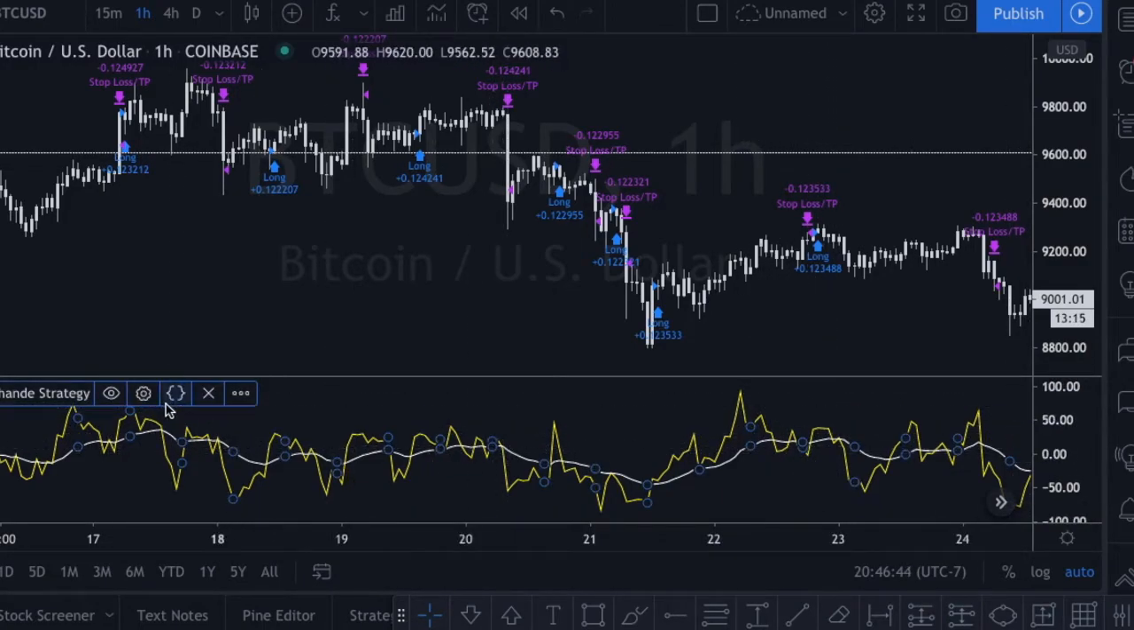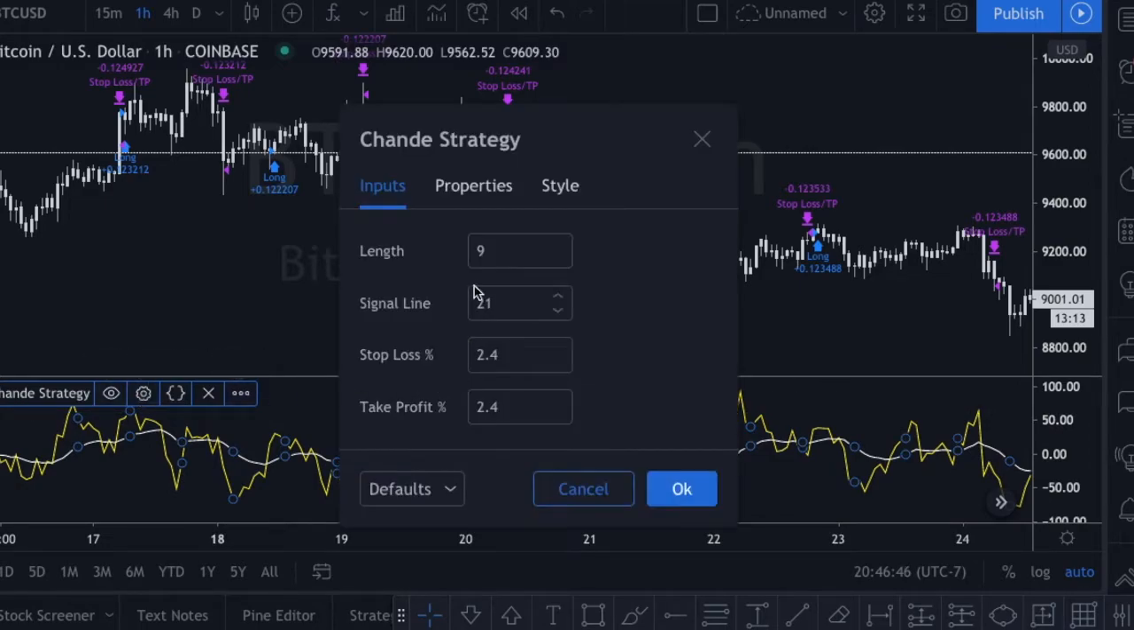So once again, what we want to do is come in here into the settings and mess around with the inputs to find out what the best settings are going to be, what this length line and the signal line are going to be for us to get the most amount of profit when trading this indicator. So this is the BTC USD chart, and we're going to be back testing the 1 hour chart. Since it's the 1 hour chart, we're going to use a stop loss of 2.4% and a take profit of 2.4%, which is half of the ATR of the entire back test.